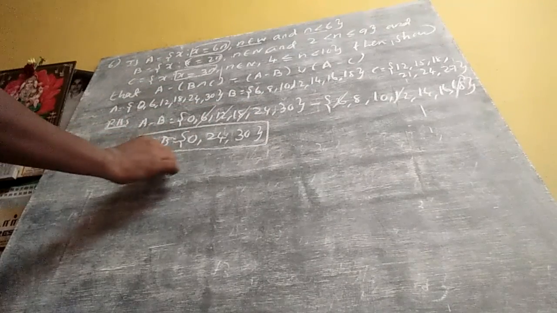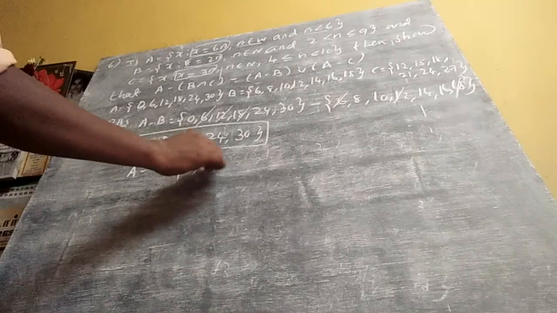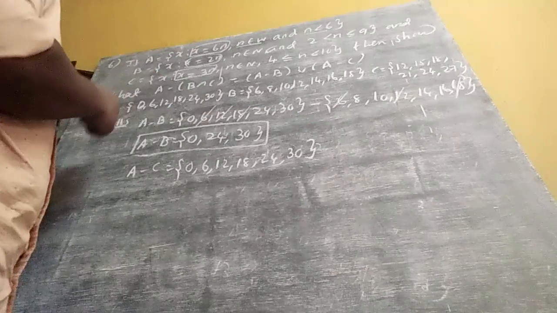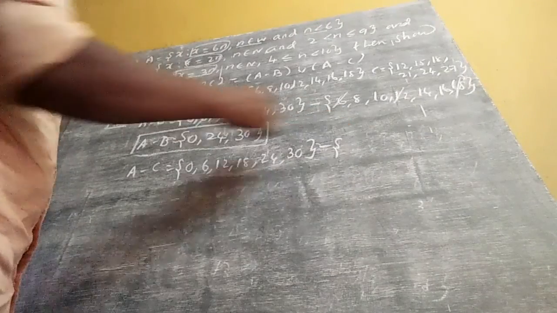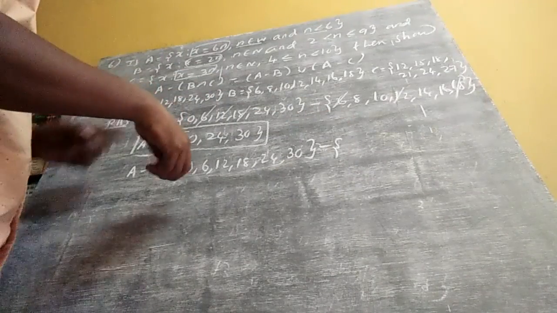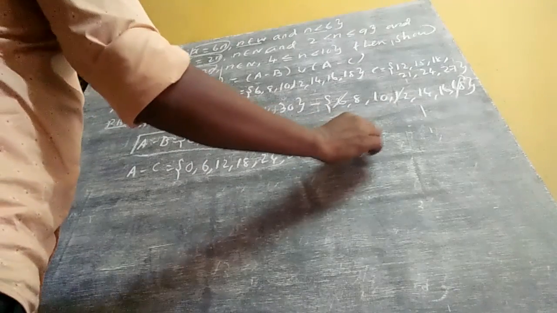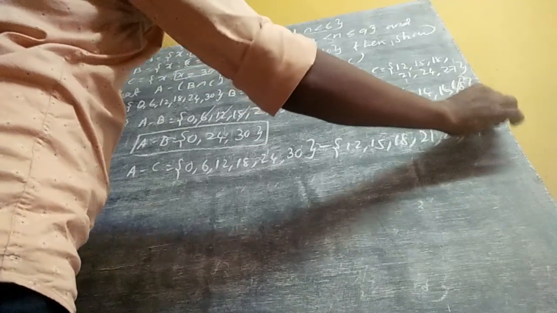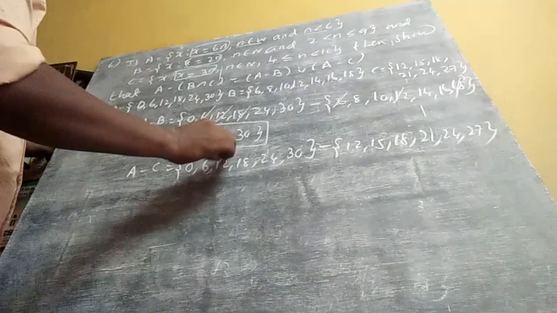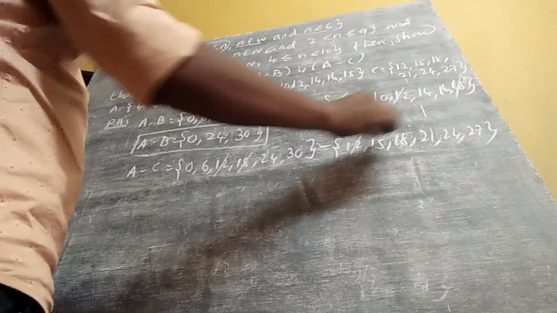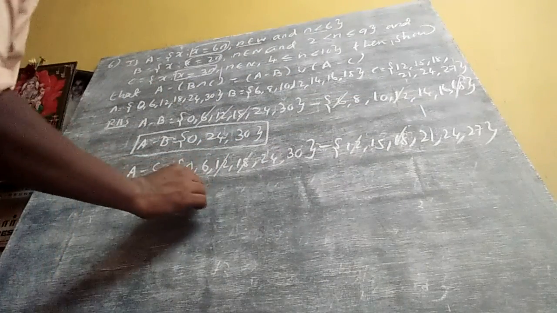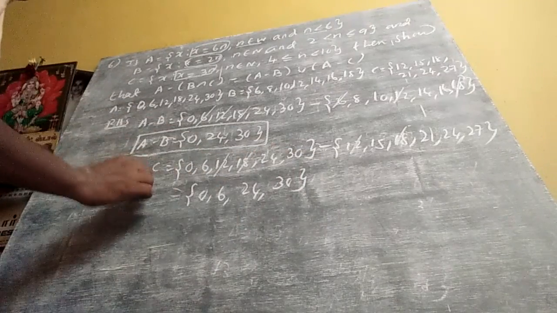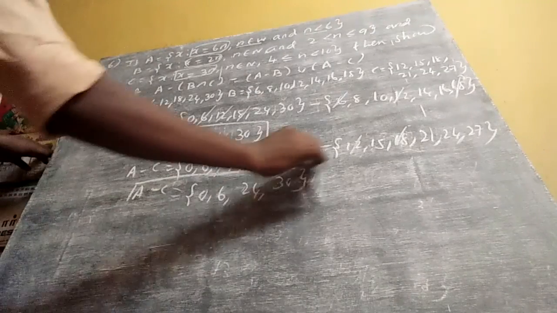Next, A minus C. The A value is 0, 6, 12, 18, 24, 30 minus the C value 12, 15, 18, 21, 24, 27. What will cancel? 12 will cancel, 18 will cancel. Remaining 0, 6, 24, 30. This is the A minus C value.